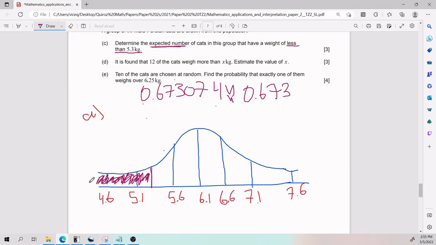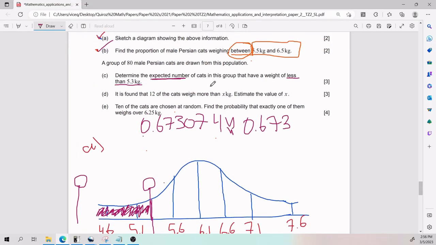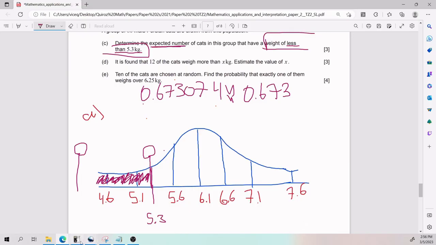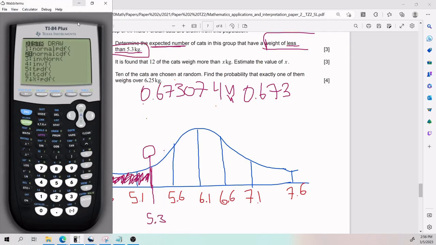All right, so that means my lower end is going to be very negative and my upper end is going to be 5.3. So that is the first step to find the proportion of cats that weigh less than 5.3. All right, so calculator. Normal CDF.